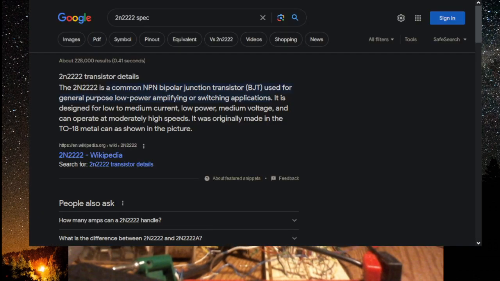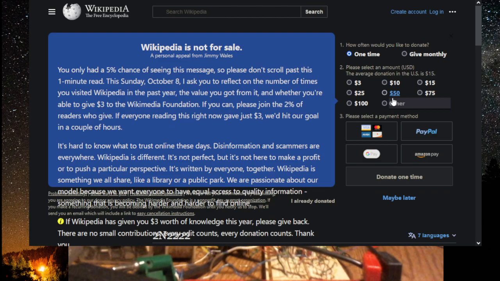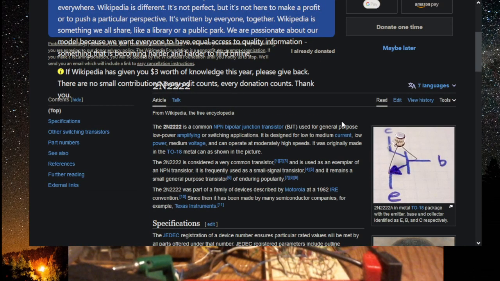Let's go to the 2N2222. It's one of the most common transistor amplifiers. I've got a few of them. It's an NPN. Why is that garbage there?